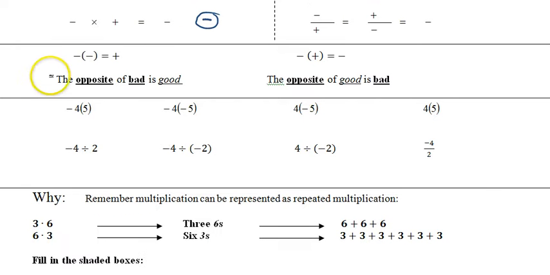Another way to think about it is this. You can look at it as if it was an opposite, like we did before. What's the opposite of a bad thing? It's good. And the opposite of a good is bad. Yes, so there we go.